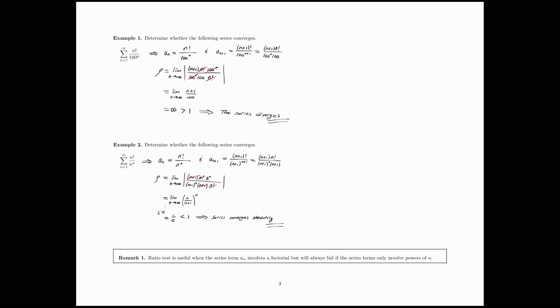Last thing to mention here, the ratio test is extremely useful when our series term, the sequence a sub n, involves factorials. But it will always fail if the series terms only involve powers of n, because the ratio will always be 1.